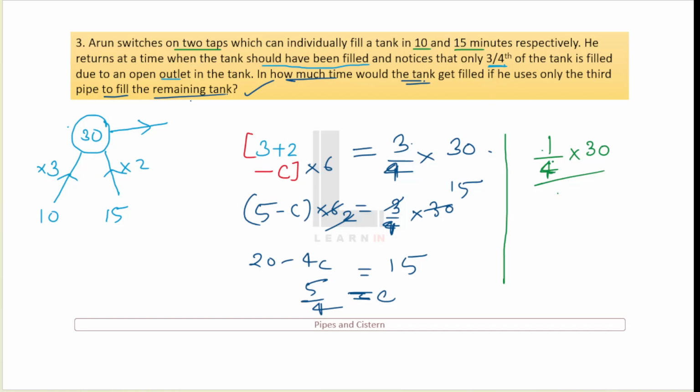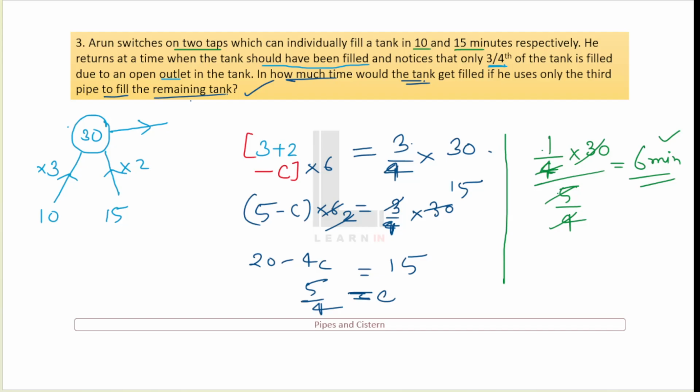Now what do we need to do? 30, now divided by 5 upon 4. In another 6 minutes, we could have filled the whole tank by using C. So this is the question.